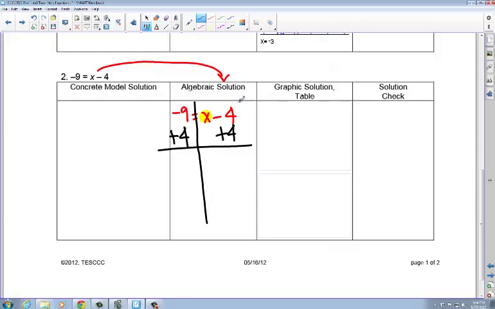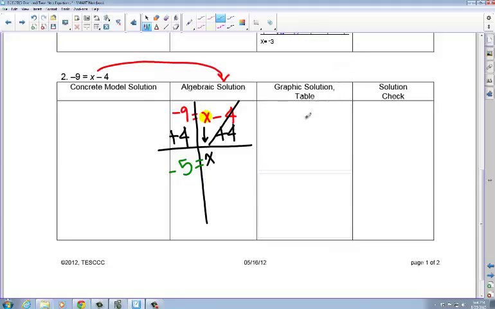Now I can cancel my negative 4 because a negative 4 plus 4 is 0. And I simply write my x down below. We have a negative 9 plus 4. When we add those two values together, we take the sign of the larger number, which happens to be negative 9, and then we subtract. So 9 minus 4 is 5. So x is equal to negative 5.